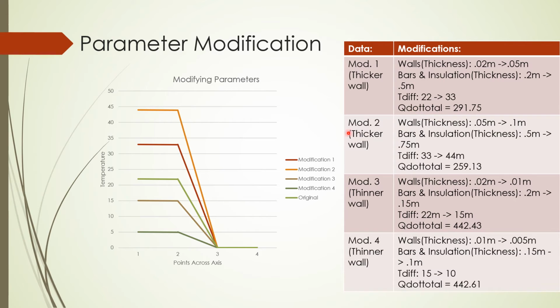Okay, so modification 1, which is that red one right here, we increased the wall thickness from 2 centimeters to 5 centimeters. We increased the bars and insulation thickness from 20 centimeters to 50 centimeters, and temperature difference from 22 degrees to 33 degrees.